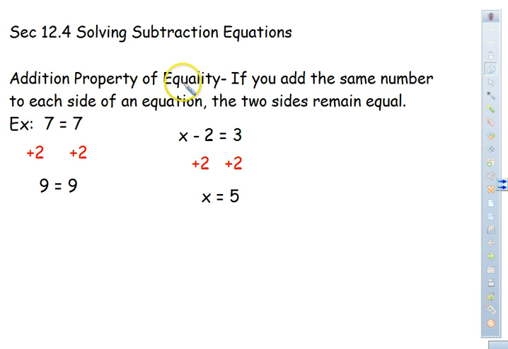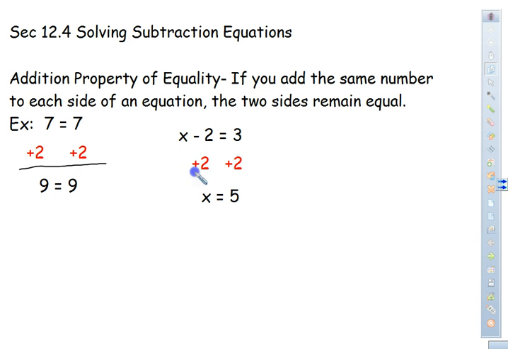Alright, it says addition property of equality is if you add the same number to each side of an equation, the two sides will remain equal. Here's an example. If I were to take an example of 7 equaling 7, and you add 7 to both sides, the equation will still equal the same number, 14 equaling 14.